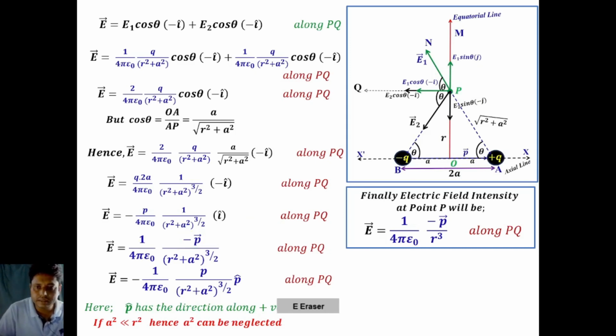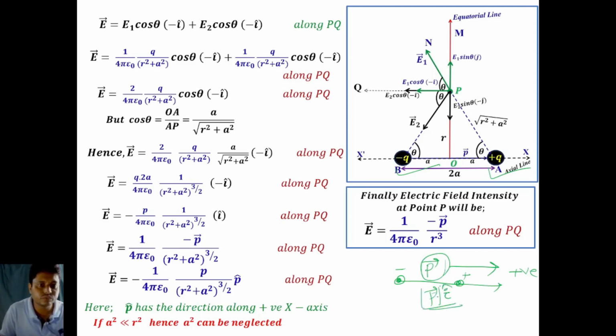How? See, if we consider only this dipole, this is the positive charge and this is the negative charge. So p vector is along this direction, along positive x axis direction. That means this p vector value we can write as p magnitude into i cap, okay. So here the minus sign indicates that the electric field intensity is along negative x axis direction.